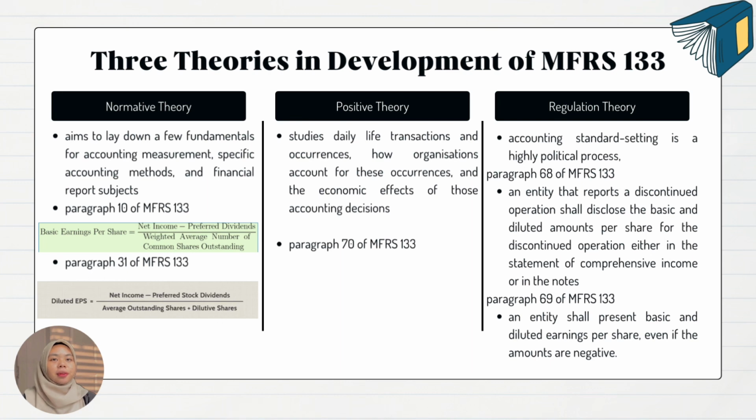D. A description of ordinary share transactions or potential ordinary share transactions, other than those accounted for in accordance with paragraph 64, that occur after the reporting period and that would have changed significantly the number of ordinary shares or potential ordinary shares outstanding at the end of the period if those transactions had occurred before the end of the reporting period.